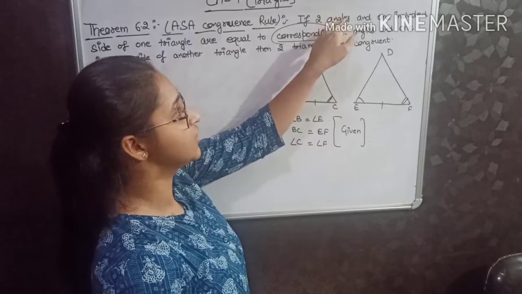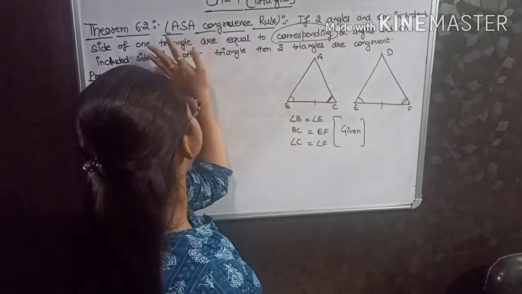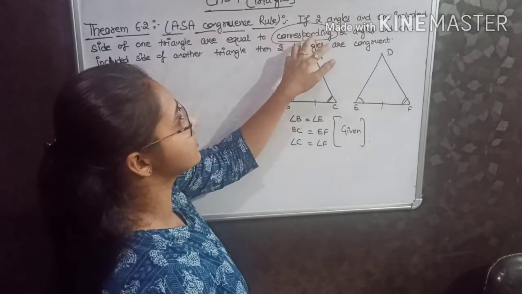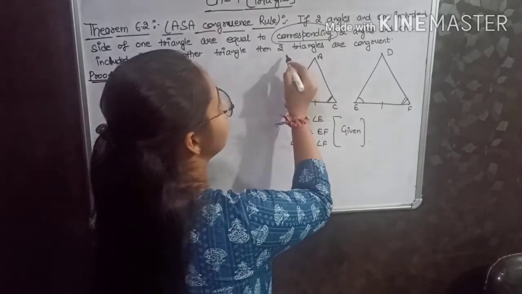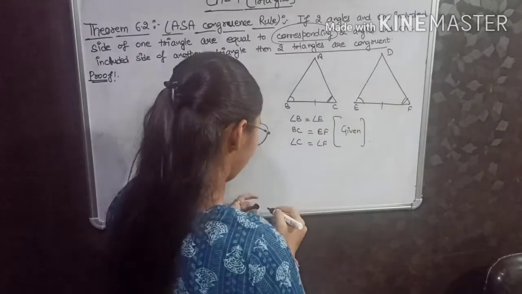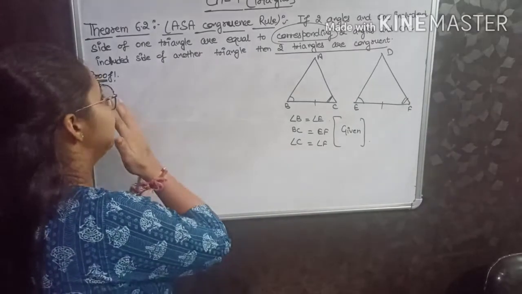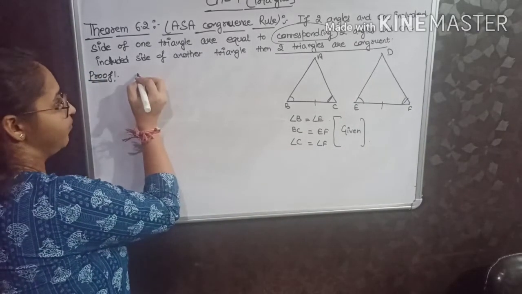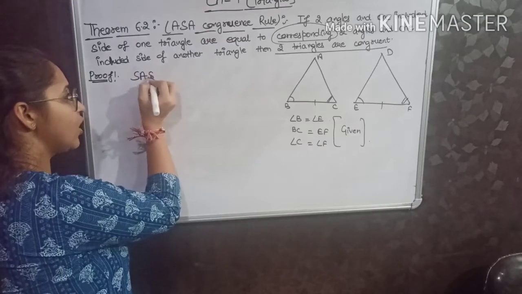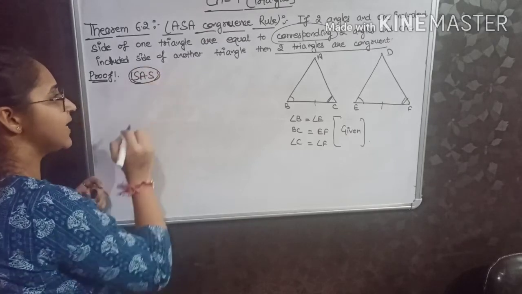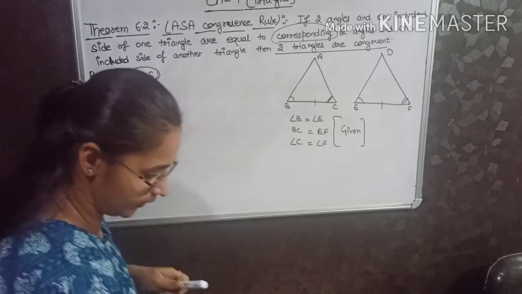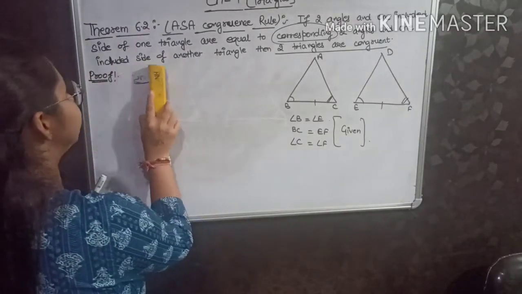If these conditions, two angles and one included side, are true, then we have to check whether the two triangles are congruent or not. So let's understand this. We had the SAS rule. SAS rule was two sides and one included angle. Okay. Now given is this.